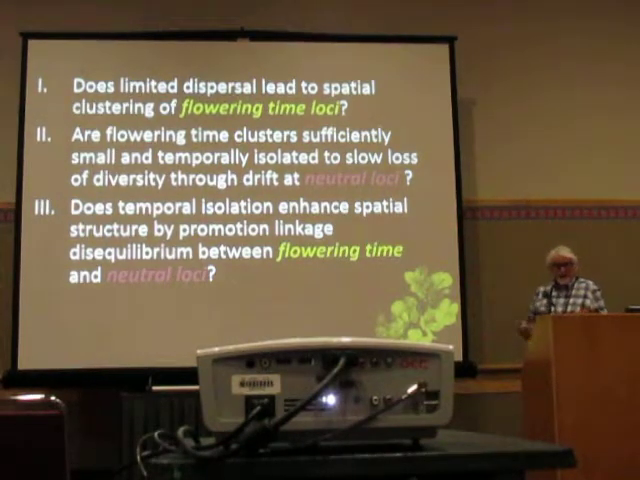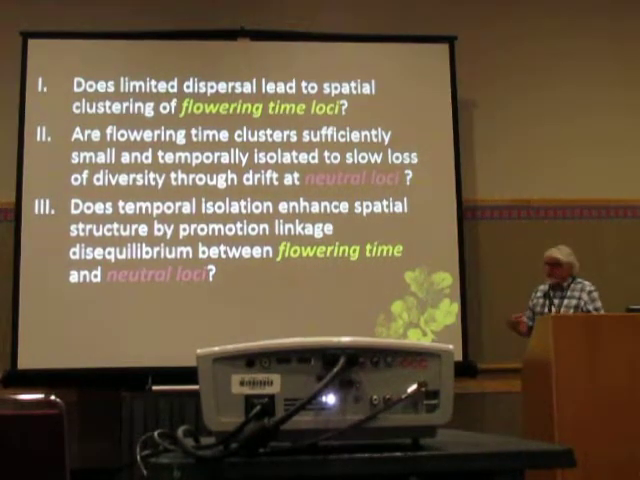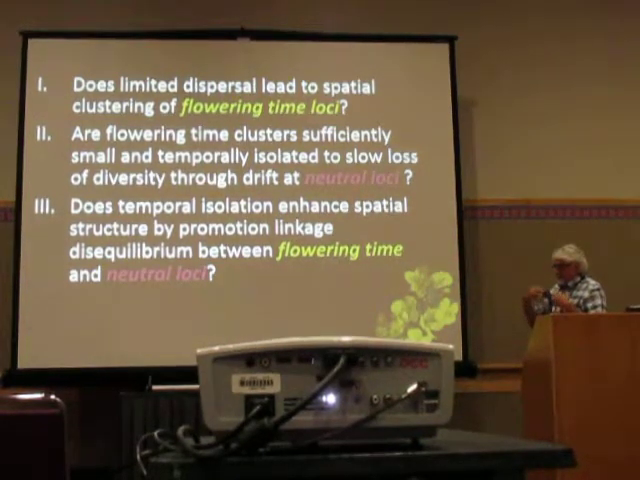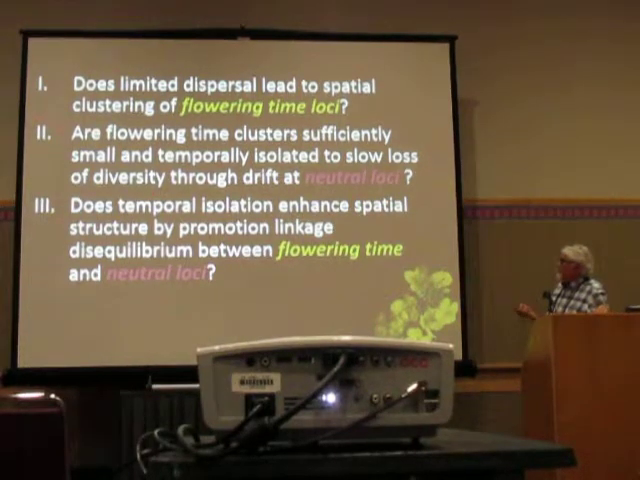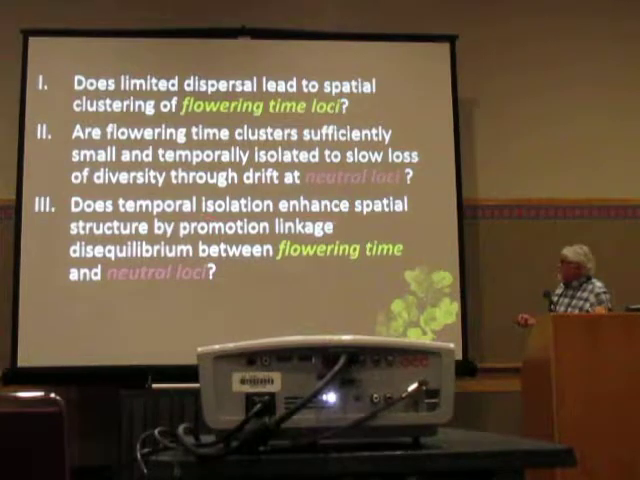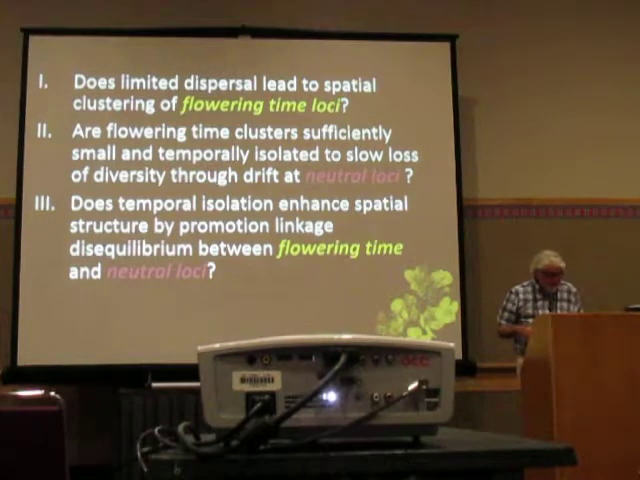Because if it does, that will then counter... if it does, it may counter the effect of the temporal isolation. Are flowering time clusters sufficiently small and temporally isolated to slow the loss of drift at neutral loci? And does the temporal isolation enhance the spatial structure by promoting linkage disequilibrium between flowering time and the neutral loci?